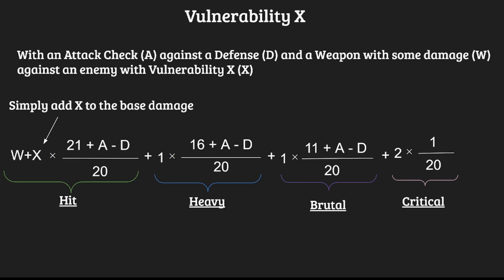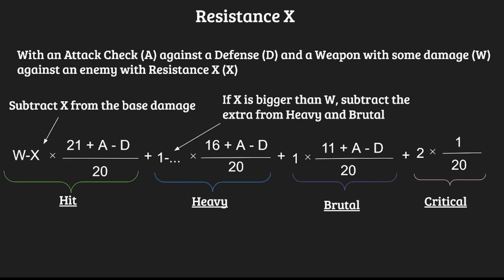So let's talk about resistance X and why that's a little bit more nuanced. Resistance X is more or less the same thing. We're subtracting that amount X, that resistance, from our base damage, but it's a little bit more complicated because sometimes the resistance is going to be greater than the damage we deal. So imagine I have an enemy with resistance 5 to an attack, and I'm dealing 3 damage. It's obviously only going to reduce the damage to 0. I'm not dealing -2 damage or healing the creature.